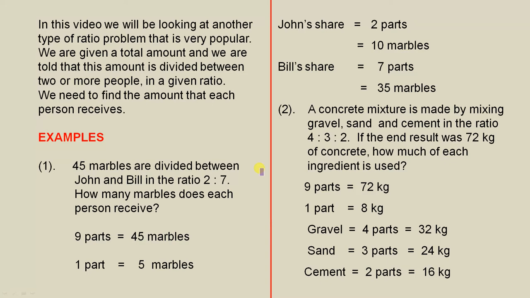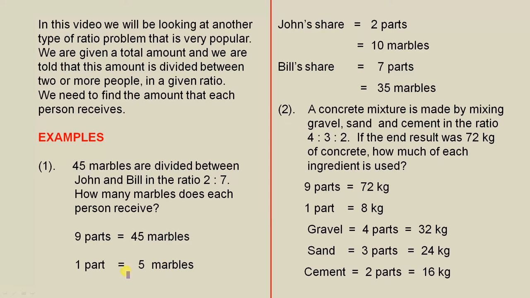Let's look at the first example. 45 marbles are divided between John and Bill in the ratio 2:7. How many marbles does each person receive? If you add 2 and 7 together, that gives you 9 parts. Therefore, 9 parts represents 45 marbles. Therefore, 1 part represents 5 marbles.